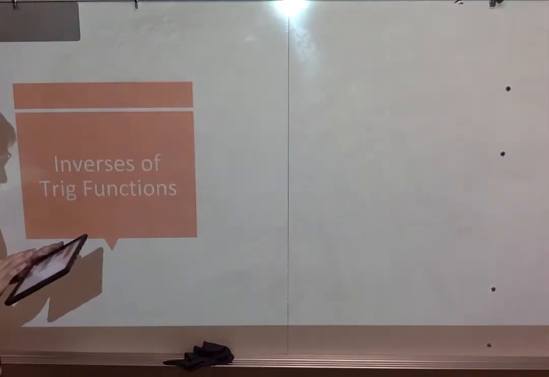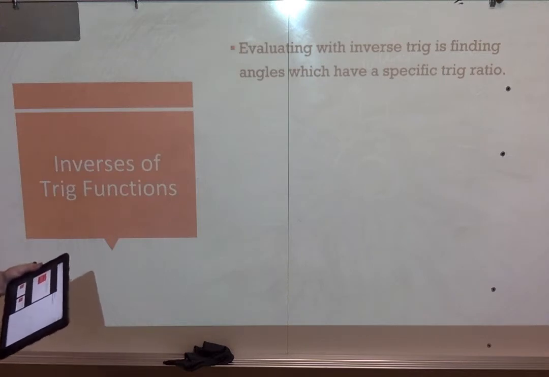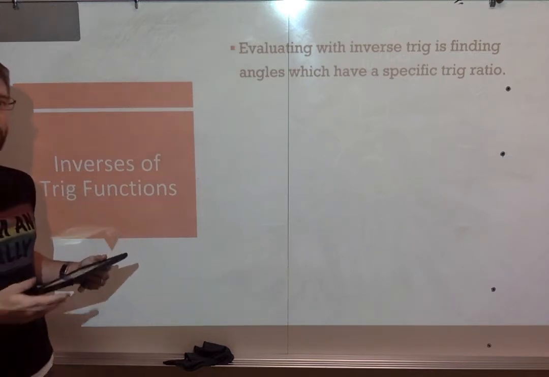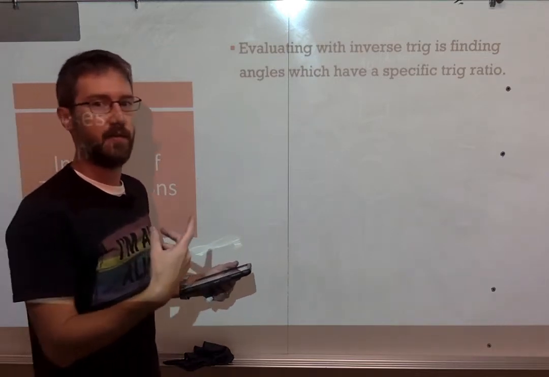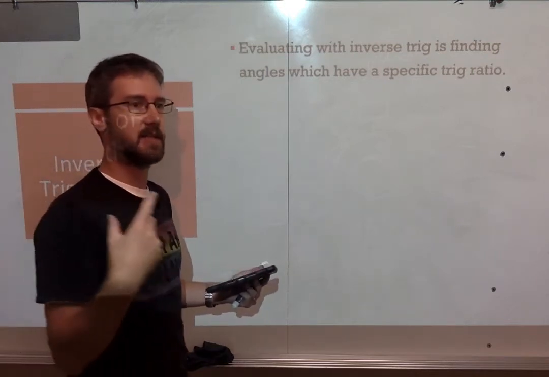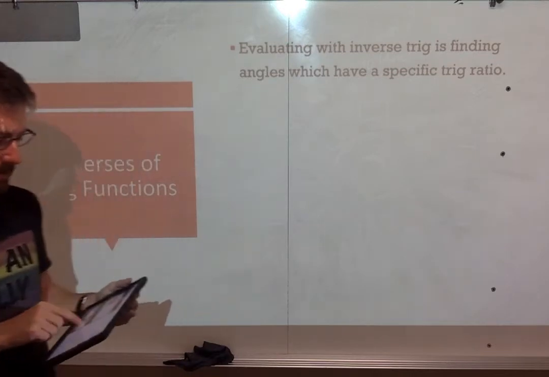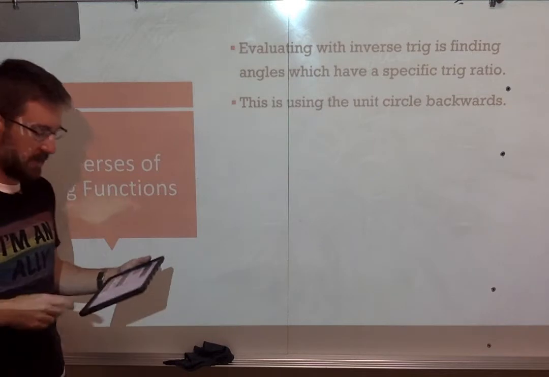Now, a couple things about that. First off, when we're evaluating with inverse trig functions, we're finding angles which have a specific trig ratio. So like I said, instead of saying what is sine of 30 degrees, we're saying what angle has a sine ratio of 1/2. So we're doing it backwards. This is using the unit circle backwards. That's why I put that in there.